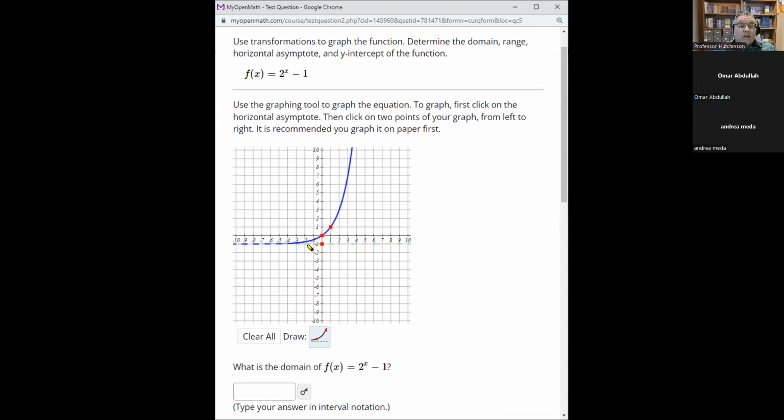One click is on the dotted line that you use to indicate where the horizontal asymptote is. You click on that, and you have to click on two other key points. So that's actually why I'm showing you these problems with key points, because that's going to allow you to use the graphing tool correctly to lock in your two values.